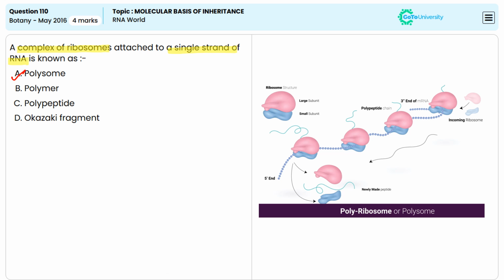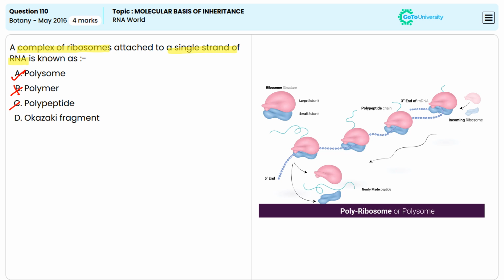Whereas coming to option B, polymer, it is a term which is referring to a large molecule made up of repeating subunits, that is monomers. And polymer examples are DNA, RNA, or proteins. So option B is incorrect.